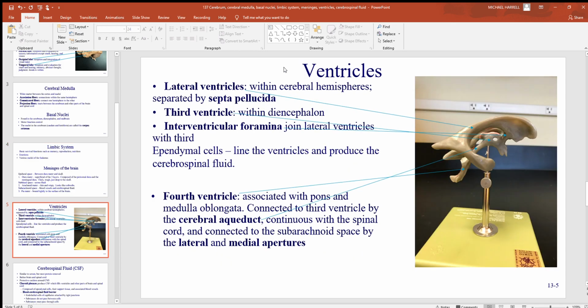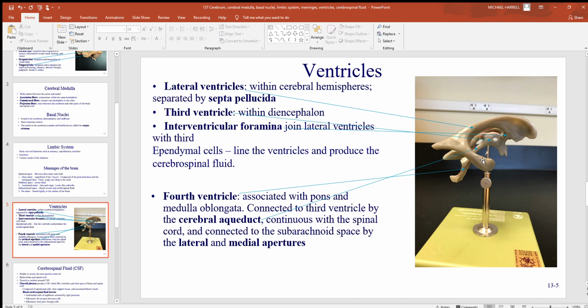Now let's take a look at the ventricles. These ventricles are fluid-filled cavities and spaces deep inside your brain. Now there's 4 of them altogether. First of all, there's 2 lateral ventricles. So there's a lateral one on the left and there's a lateral one on the right.